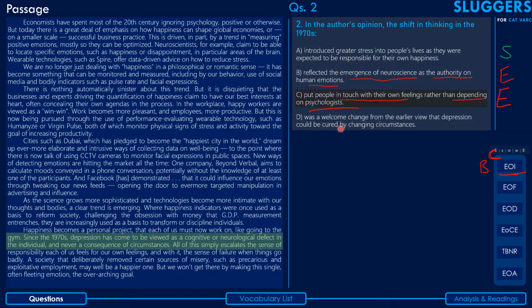The author has not mentioned anywhere that it was a welcome change. Rather, the author seems to be of the opinion that this change in perspective with respect to the causal factors of depression actually did more harm by increasing the sense of responsibility that individuals felt for their feelings, right? So this is actually factually incorrect. I'll put this option against factual error. Option D will be a factual error and will be eliminated with a capital E.